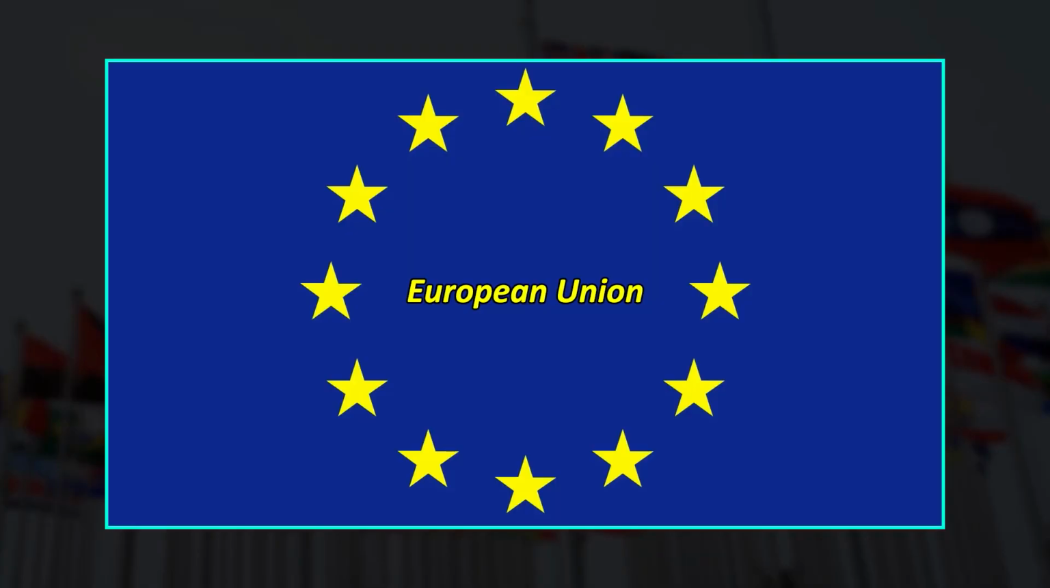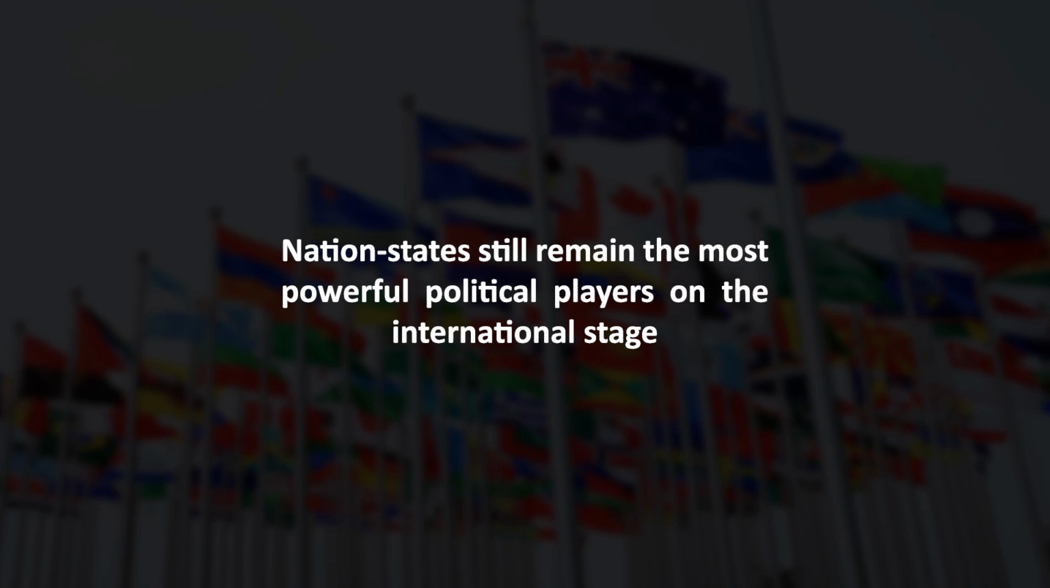It had been thought that with the creation of international organizations like the United Nations and European Union, the nation state system would collapse, just as did the feudal order from which the Westphalian system sprung. However, this has not happened. The nation states still remain the most powerful political players on the international stage.